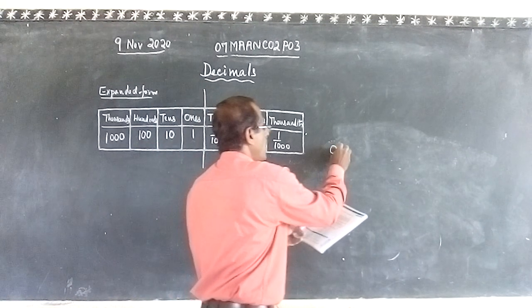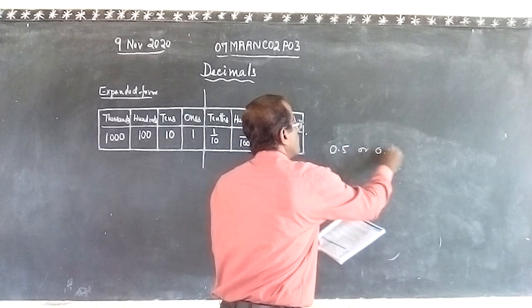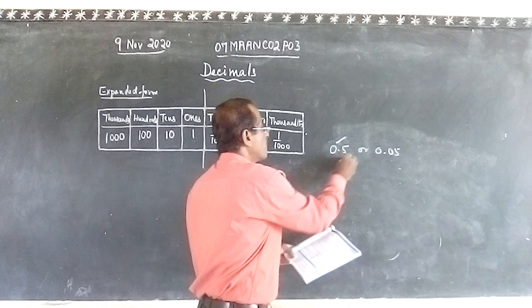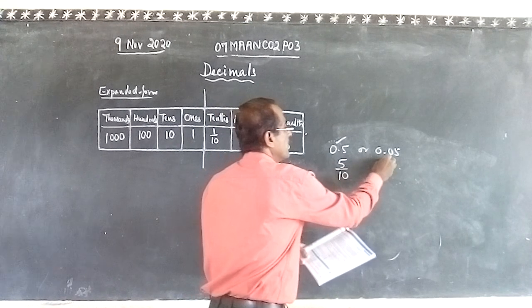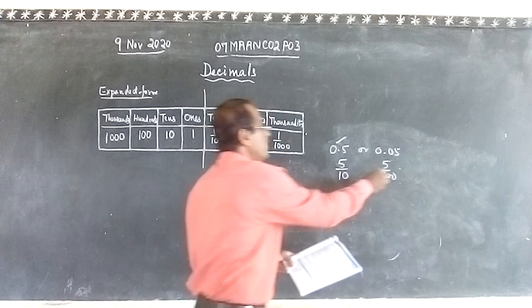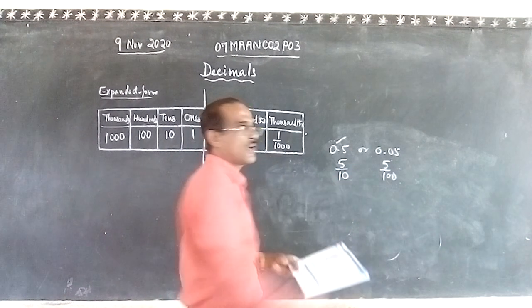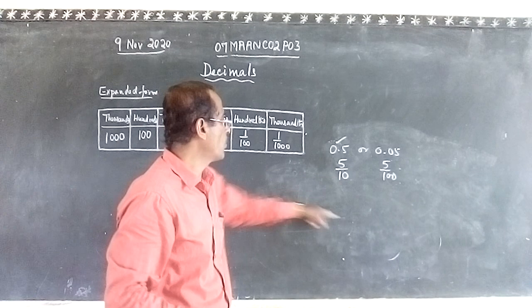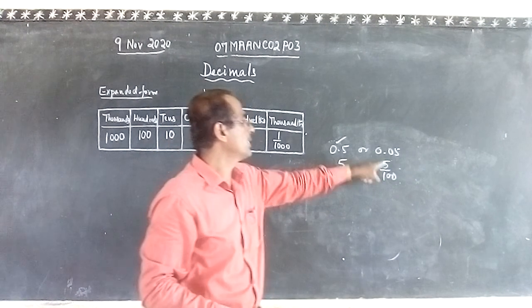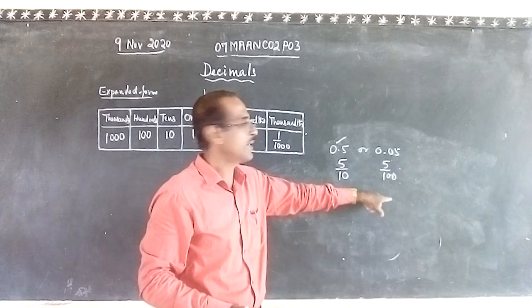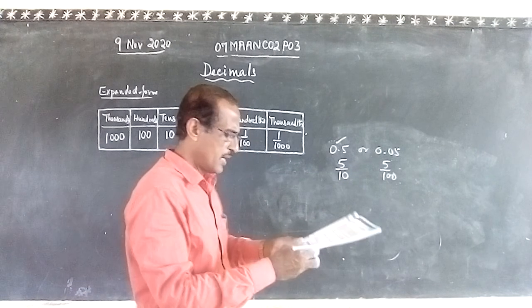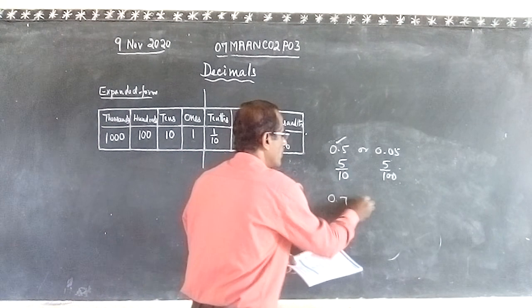See, one question, 0.5 or 0.05. Which is greater, this one or this one? This is greater. Why? The meaning is 5 by 10. Here the meaning is 5 by 100. 5 is in the 100th place. So 5 by 10 is more than 5 by 100. Here the whole is divided into 10 parts, and out of 10 parts, 5 parts means you get an exact half. Here the whole is divided into 100 parts, and out of 100 parts, only 5 parts. So you get very little. Therefore, this is more.